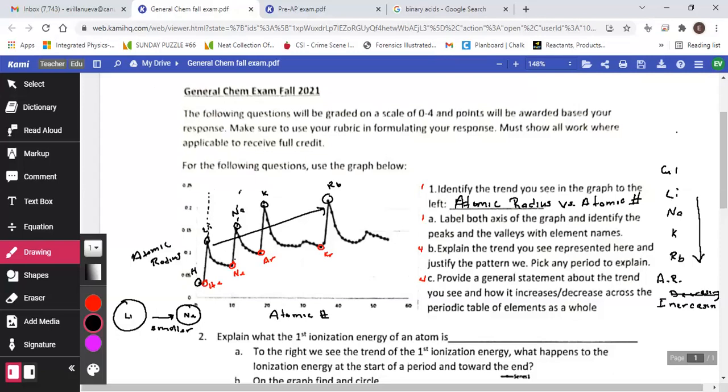And as you go from left to right, what's happening is the protons are pulling in the electrons just a little bit closer. So if you had something like that, then you got the question full credit. If you did not have something like that, depending on what you wrote, you'd get a certain amount of points.